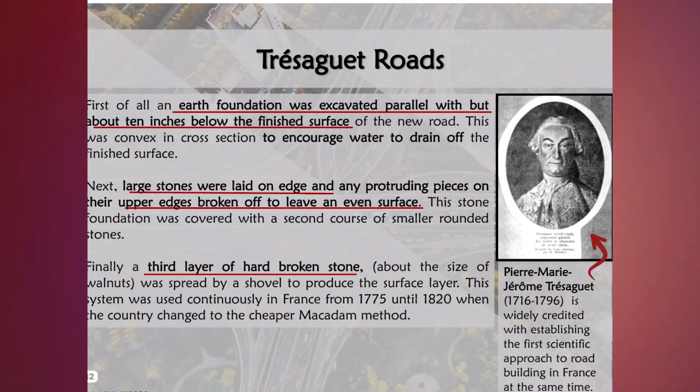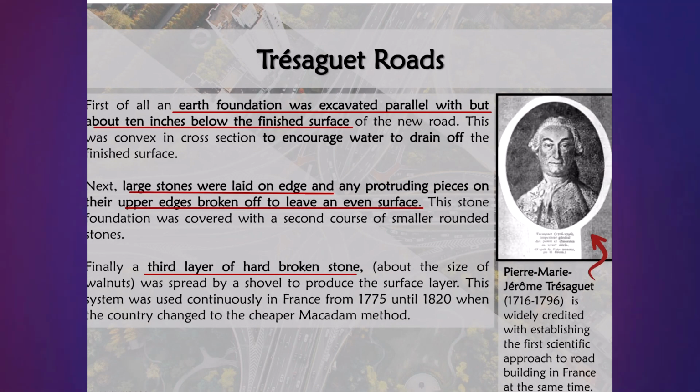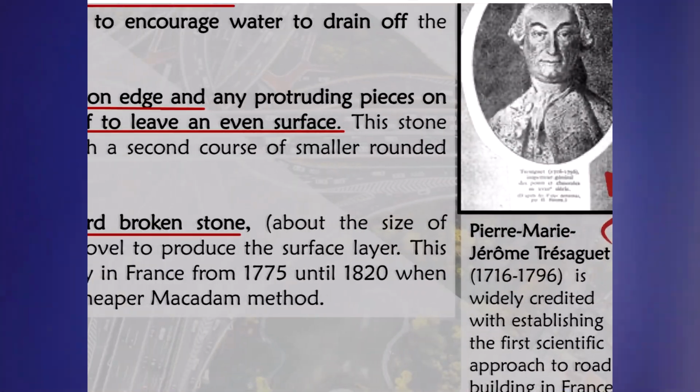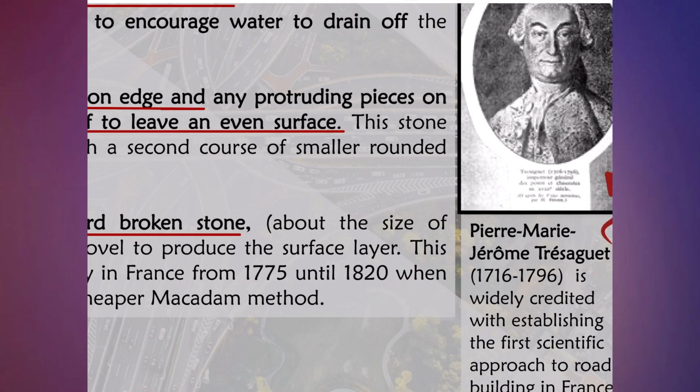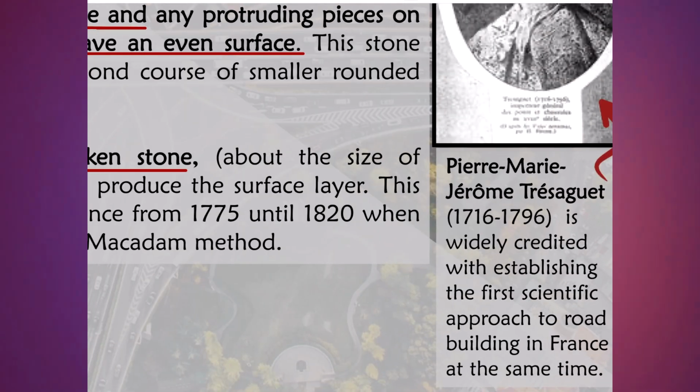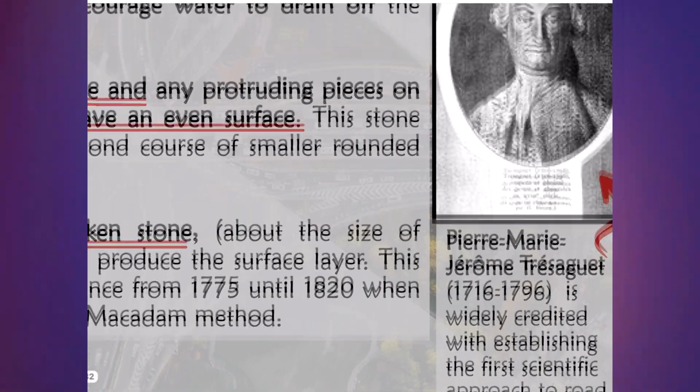Now let's look at Tresagi roads. Did I pronounce that right? I hope I did. Okay, so this is Pierre-Marie Jérôme Tresagi, who lived from 1716 to 1796. He's widely credited with establishing the first scientific approach to road building in France at the same time.